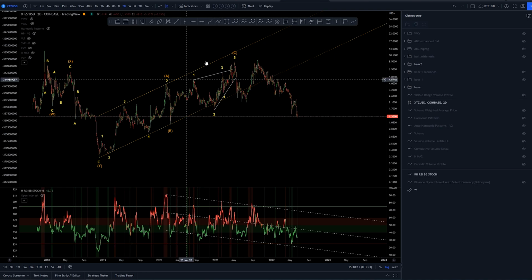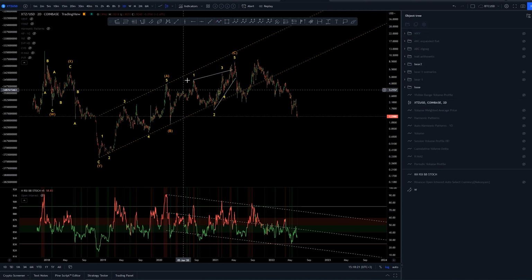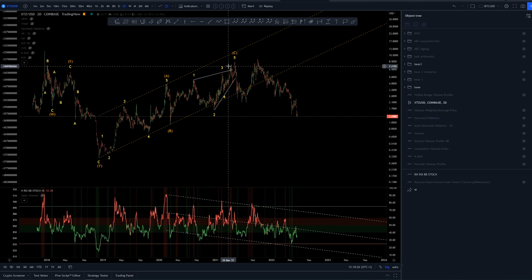On this count we have this structure going from the start here, A, B and C. 5, 3 and 5, creating an ABC zigzag.